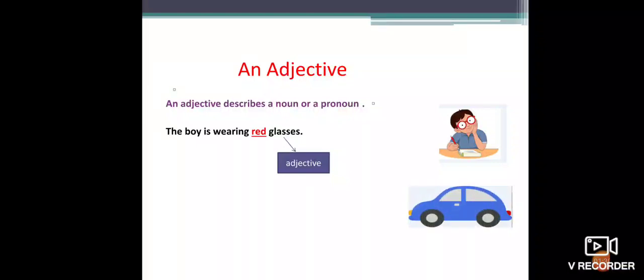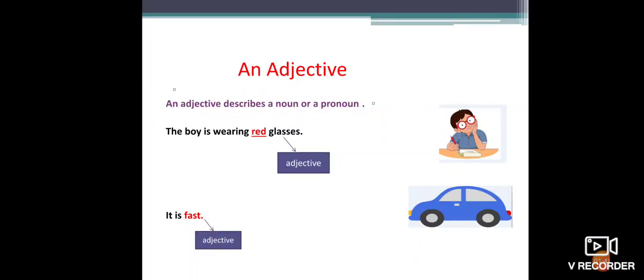Another example, look at this car. Is it fast? Yes, it is fast. And also, where is the adjective here? That's correct. It is fast. What does it describe? Of course, it describes the pronoun it. Is it clear?